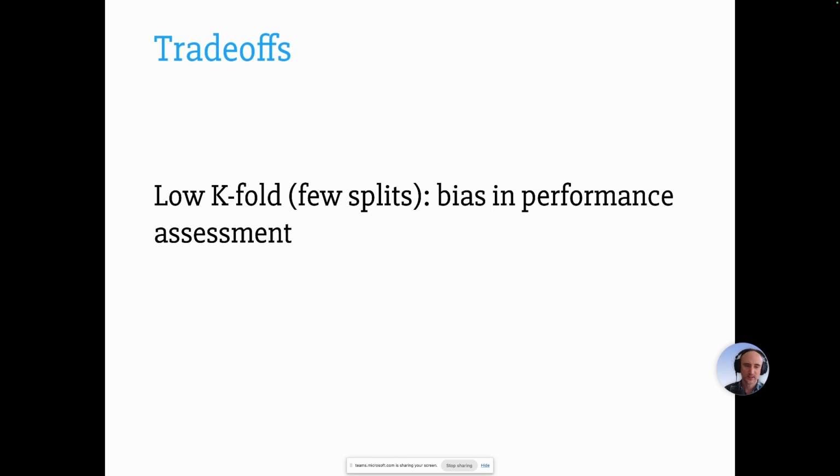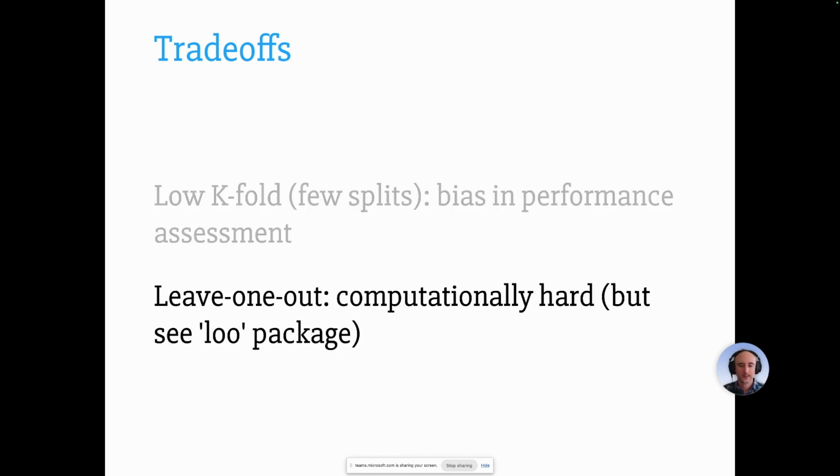So there are trade-offs involved in your choice of how you do your cross-validation. For a low k-fold, so a small number of splits, you've got some bias in the performance assessment because you're fitting your model to substantially less data compared to the full data set. So your model is going to look worse because you're not fitting it to the full data set. Leave-one-out minimizes that bias in performance assessment, but it's computationally hard because you've got to fit your model the most possible times to do your cross-validation.